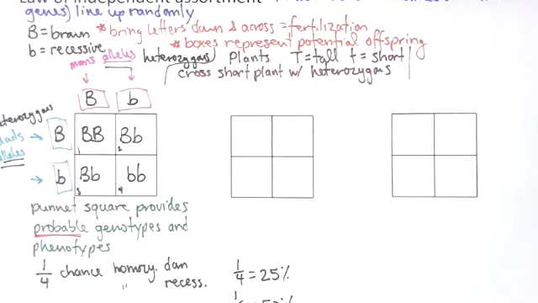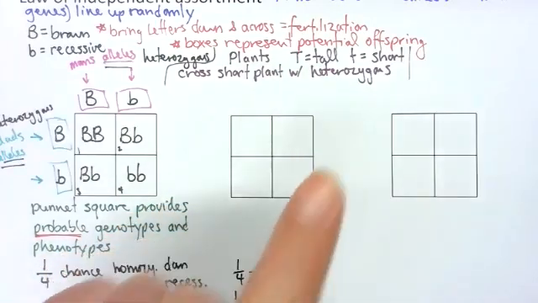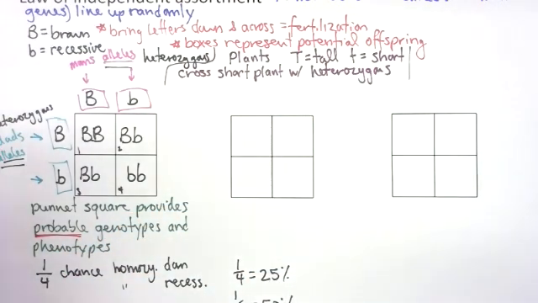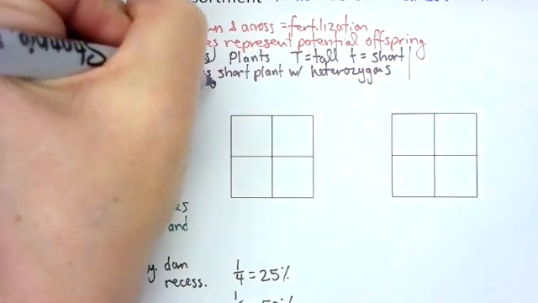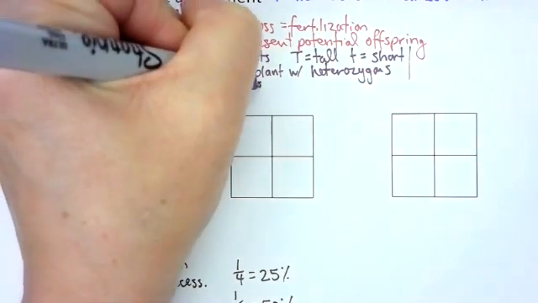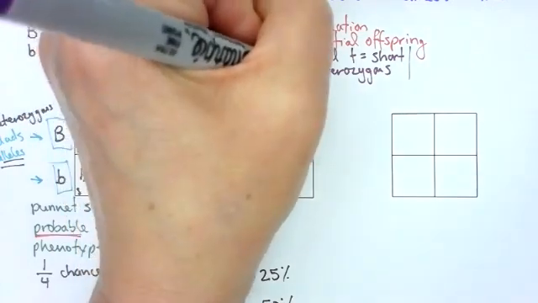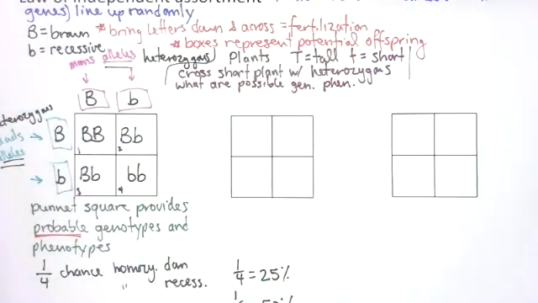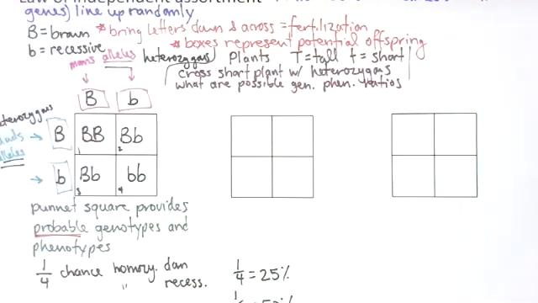So what would it look like if we crossed a short plant with a heterozygous plant? So in other words, what are the possible genotypes and phenotypes? I'm just going to put GEN, and in what ratio? So what are the possible ratios here of genotypes to phenotypes? And I abbreviated genotype and phenotype. So if you want to, pause the video and work this out and see how you do.